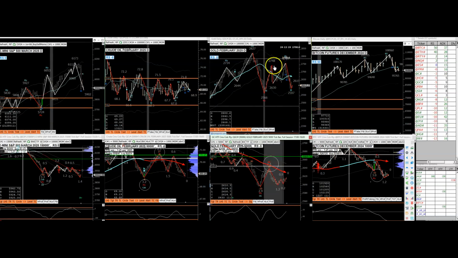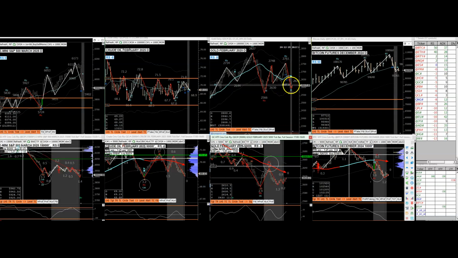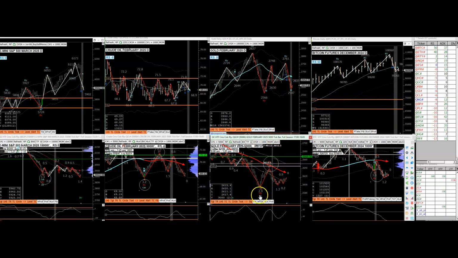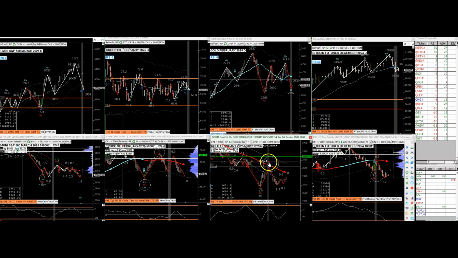Meaning from upthrusting 2748, they went down, broke 2630. As they broke 2630, look, they went into an oversold, climactic condition, and look at the response. This is the biggest wave in 10 waves with 2.6 times the average up volume. So that is looking like buying pressure. So that is a possible change of behavior on the upside.